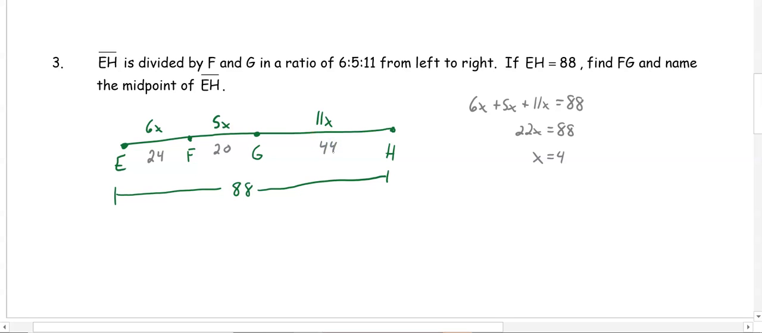Now, if we are looking at which one is the midpoint, let's look at F first. What comes before F is 24. What comes after F is 64. Those are not in half. If we look at point G, what comes before G is 24 and 20, which is 44. What comes after G is also 44, which means G is our midpoint.